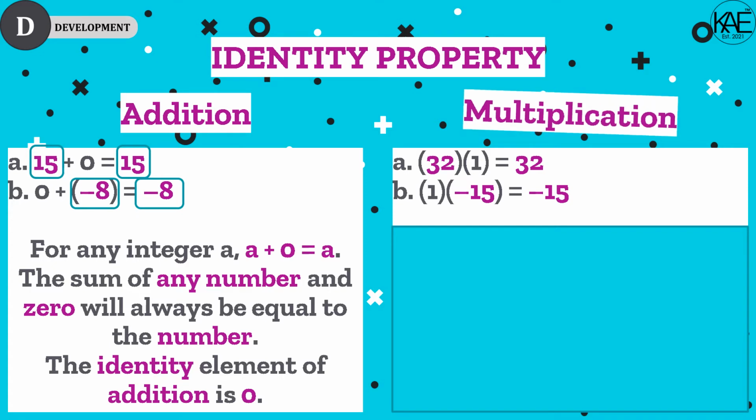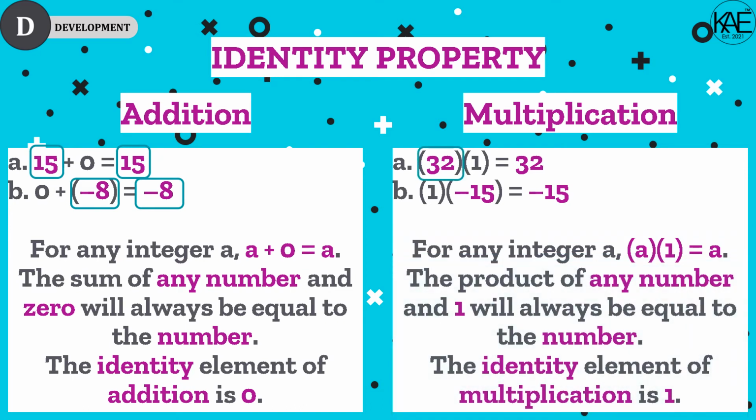Also, for multiplication, for example, we have 32 times 1 is equal to 32. 1 times negative 15 is equal to negative 15. The identity property of multiplication states that for any integer a, a times 1 will always be equal to a. The product of any number and 1 will always be equal to the number. The identity element of multiplication is 1.